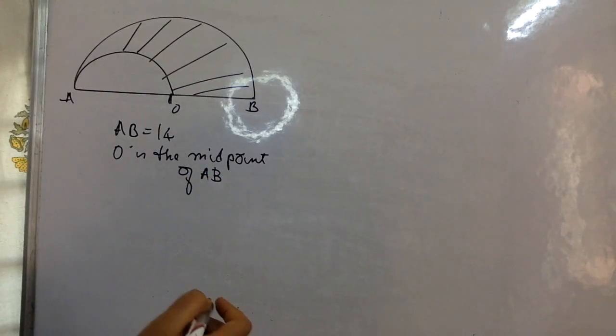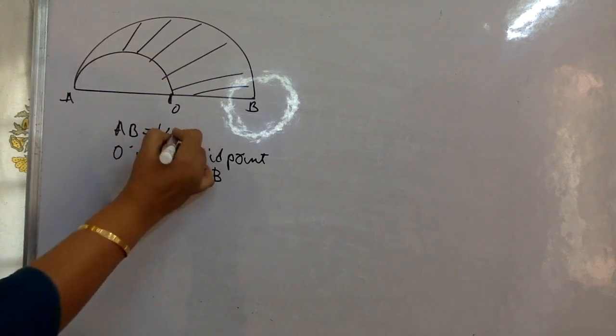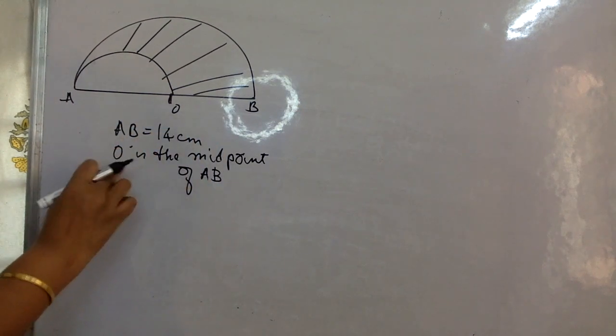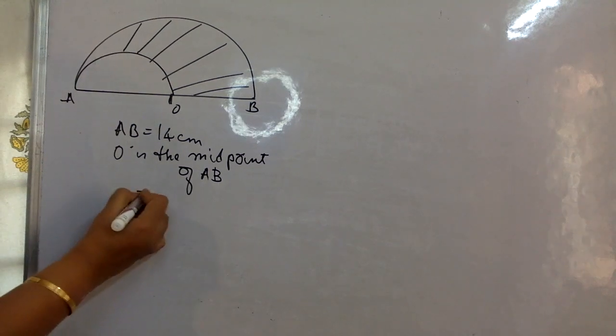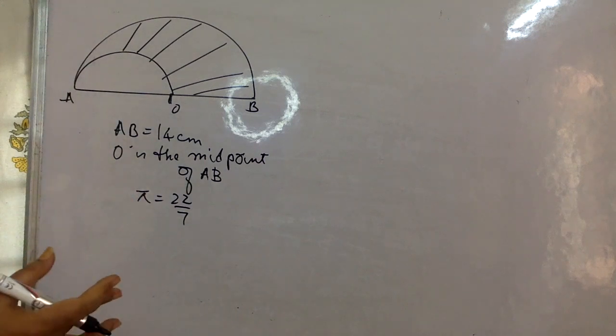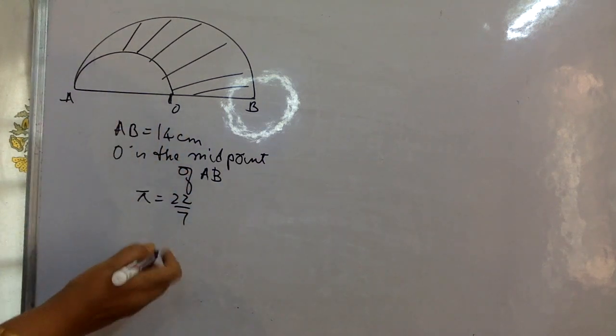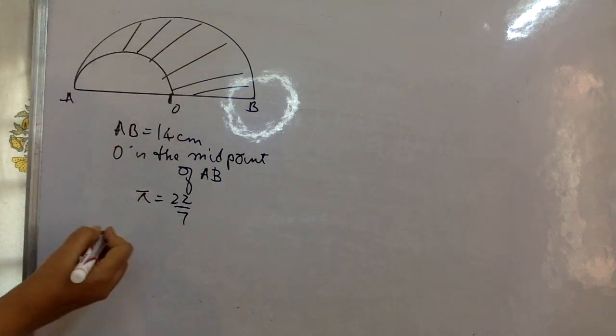So here we have a sum where we have a semicircle and they told AB is 14 centimeters. Okay, and they told O is the midpoint of AB, find the area of the shaded region. And they have also told another thing, pi is equal to 22 by 7. So we are now going to find the area of the shaded region. So how do we find? First, the area of the big semicircle we are going to find.